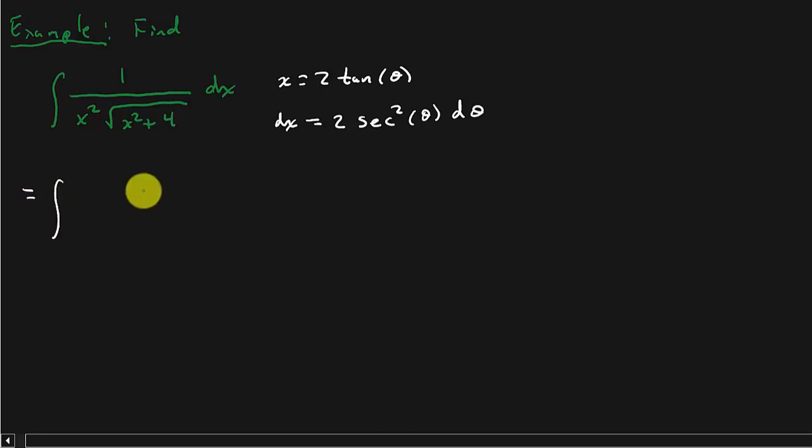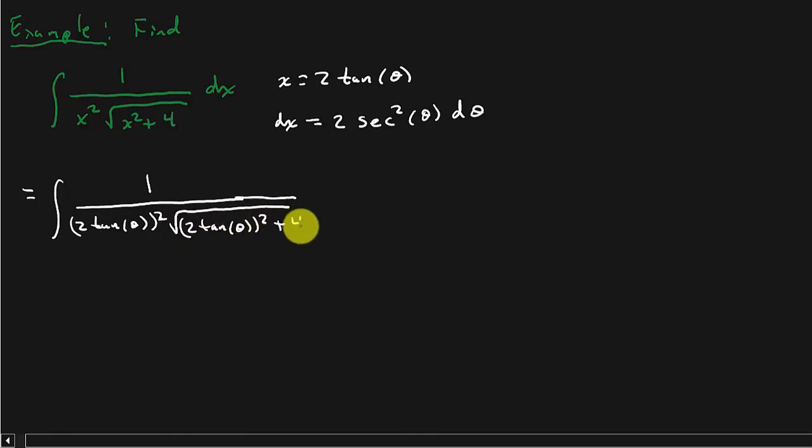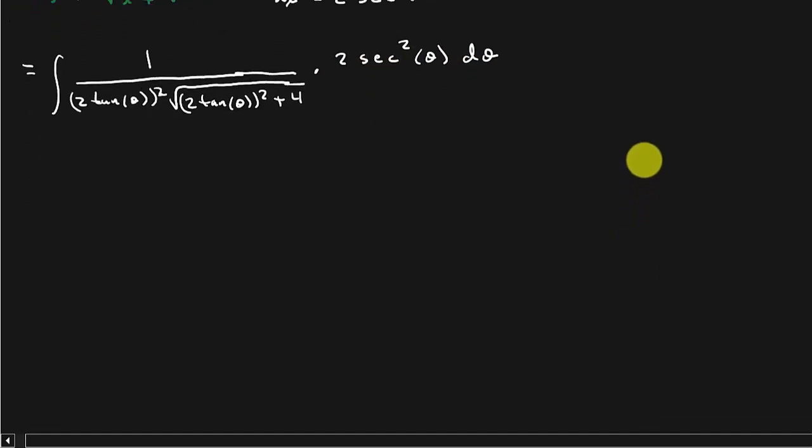So let's plug everything in. That's going to give me the integral 1 over, now in the place of x, we're putting 2 tangent theta, so that's 2 tangent theta squared, times the square root of 2 tangent theta squared plus 4, times dx. Well, what is dx? dx is 2 secant squared theta d theta.